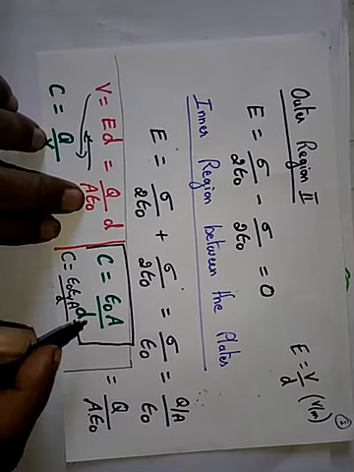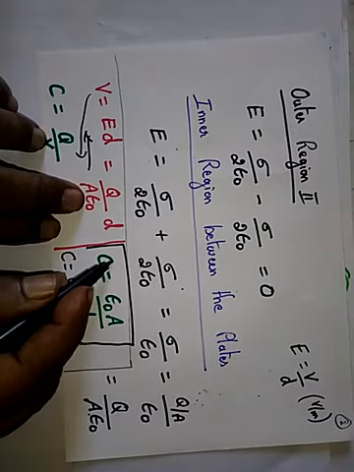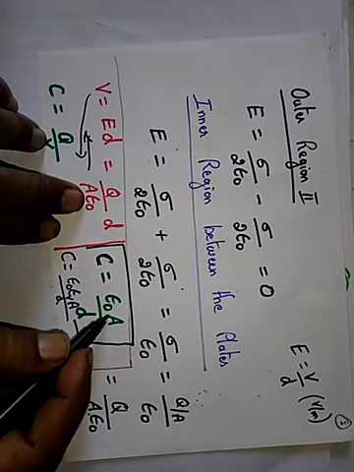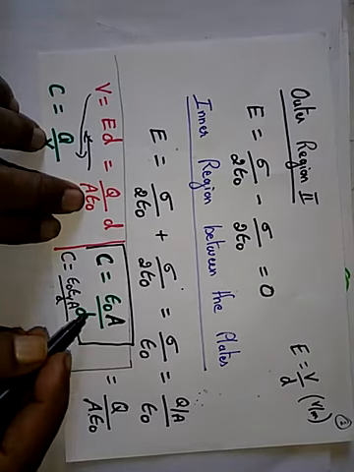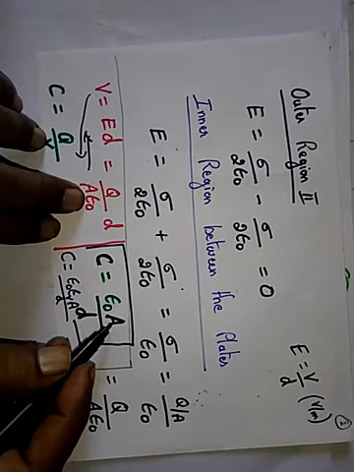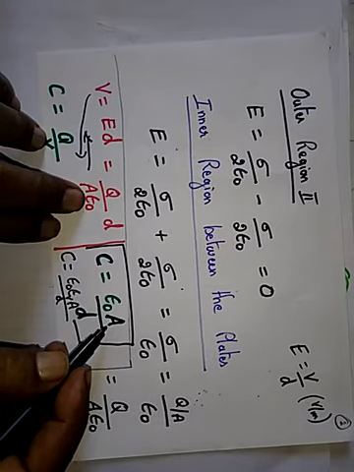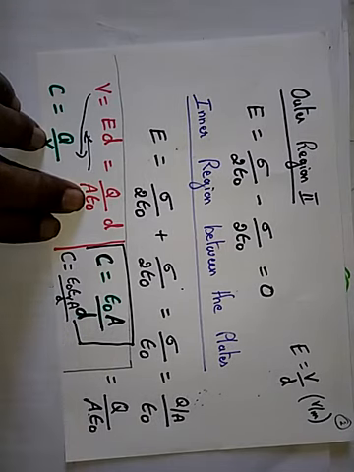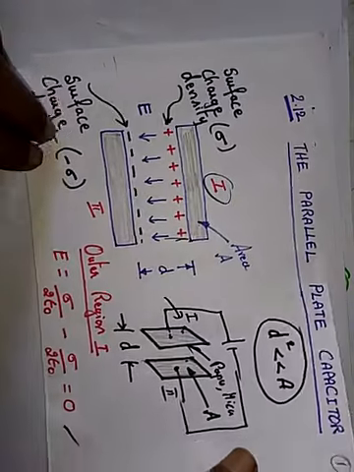Now if you carefully look into the formula, epsilon naught is a constant. So the capacitance value purely depends on the area of the plates and the distance between the two plates. So by choosing appropriate values of A and d, we can get the required capacitance. Okay, that's all about the parallel plate capacitor.